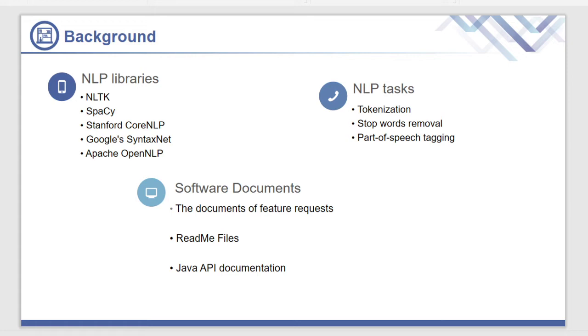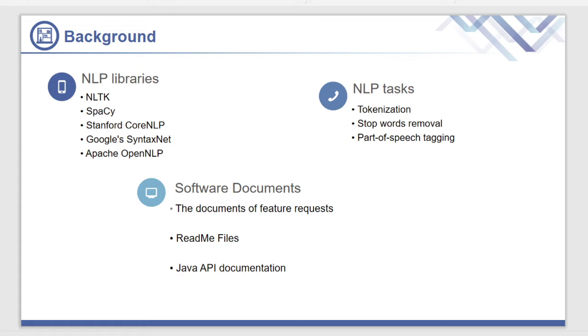Stanford Core NLP is a set of open source Java NLP tools developed by Stanford University. Google's SyntaxNet is a new open source natural language parsing model. Apache OpenNLP is a toolkit based on machine learning for processing natural language text.